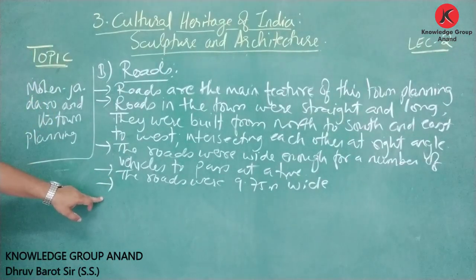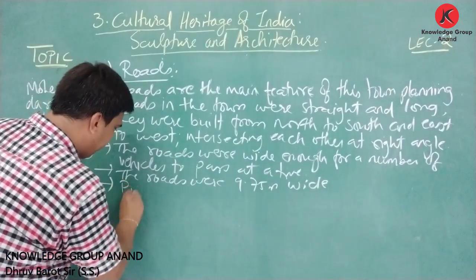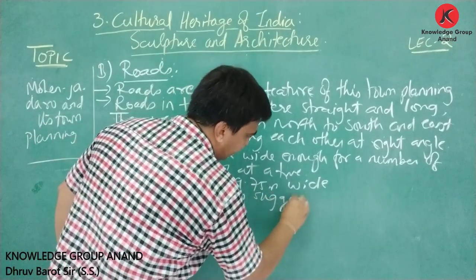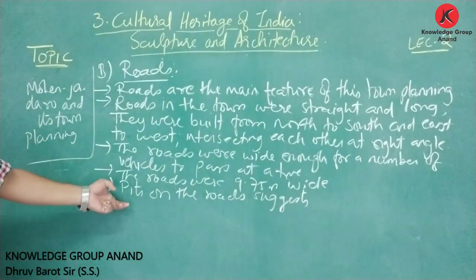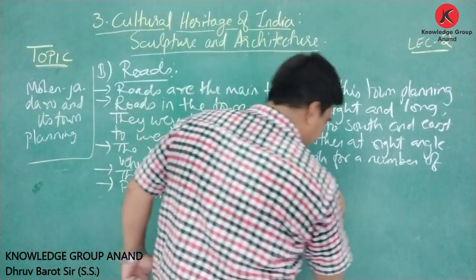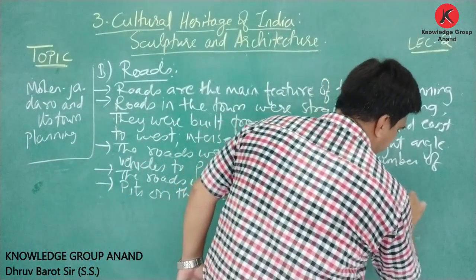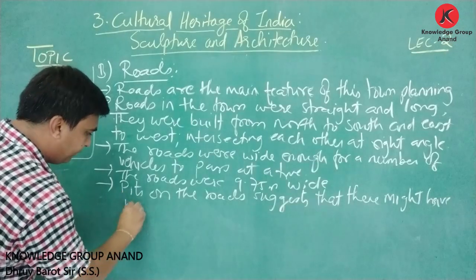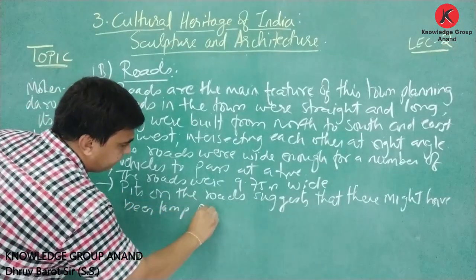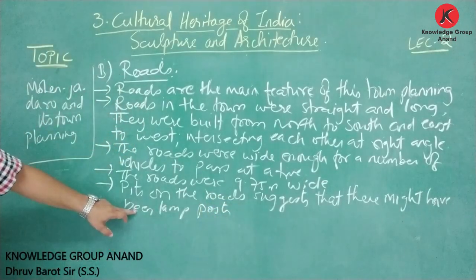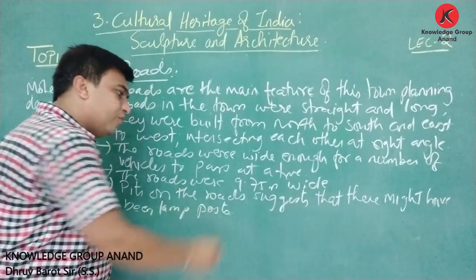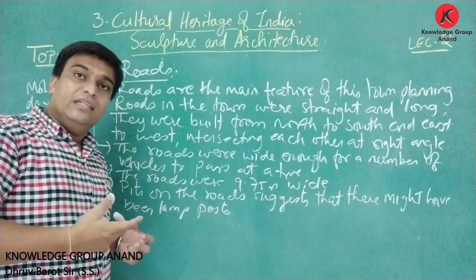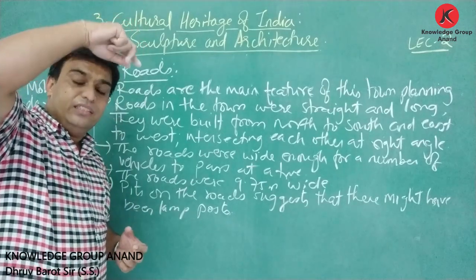Here it is also said that there were pits on the sides of the road. These pits suggest that there might have been lamp posts. Friends, as we know, on the roads right now we see street lights. In the past, there was not the facility of electricity. So instead of street lights, lamp posts were there.